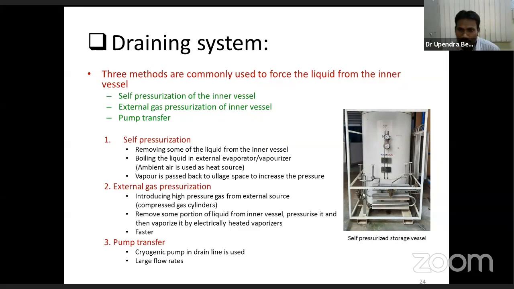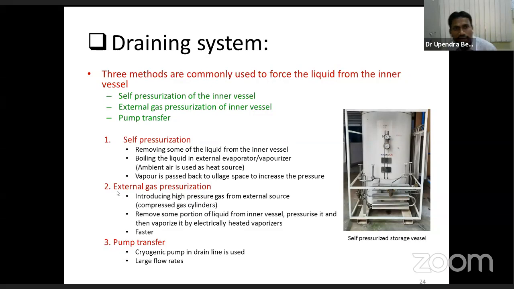So once you open the valve, the liquid from the inner container will come to this vaporizer or the evaporator, and here the ambient temperature will act as a heat source. With that, this cryogen will boil up, and it passes through a series of heat exchangers. After that, boiling the liquid in the external vaporizer, it again goes back to the vapor space or the ullage space of the inner vessel, and it pressurizes the liquid so that you can open the valve where you want to drain the liquid. This is for pressurization, and for draining the liquid, you will have another valve.